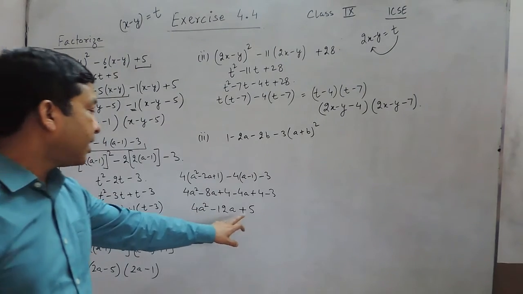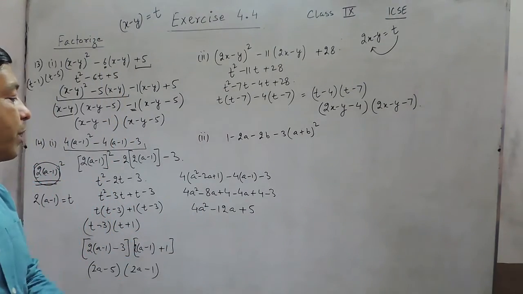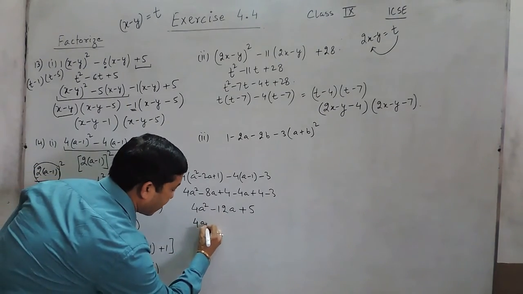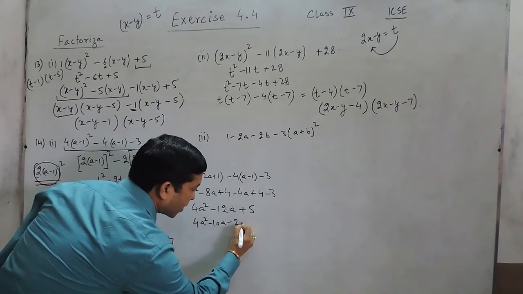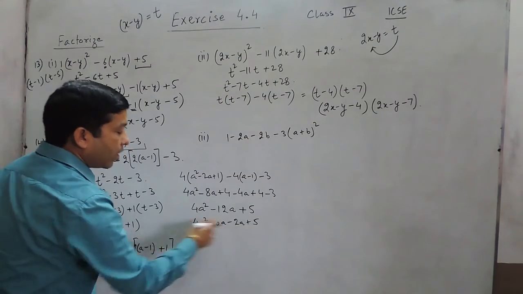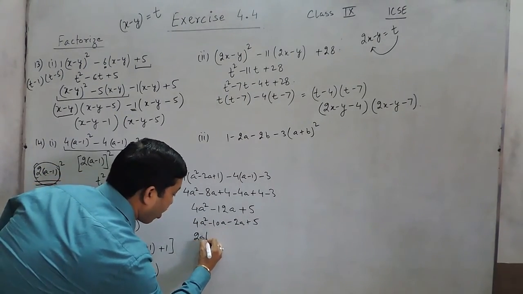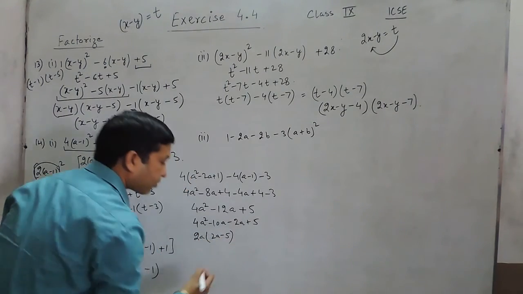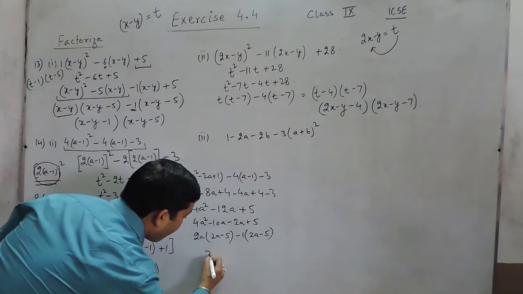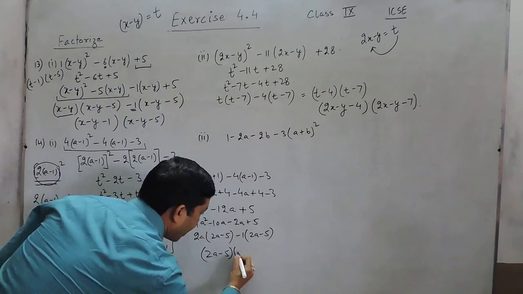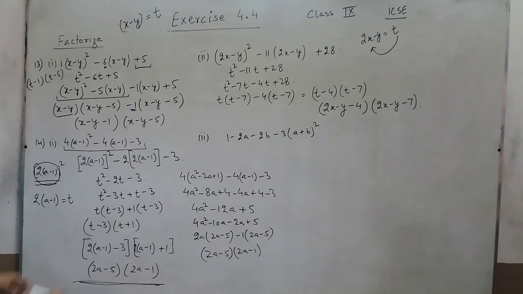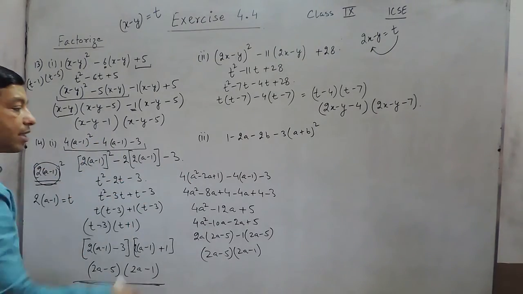It is very clear that 5 multiplied by 4, that is 20, should be the multiplication and minus 12 should be the summation. So I can write it as 4a square minus 10a minus 2a plus 5. Minus 10 and minus 2 is minus 12, and if we multiply them, it becomes 20. If I take 2a common here, it becomes 2a minus 5. When I take minus 1 common here, it is again 2a minus 5. So further, the factors are 2a minus 5 and 2a minus 1, which is already the answer which we have solved. So there are two methods in which we can solve this question.